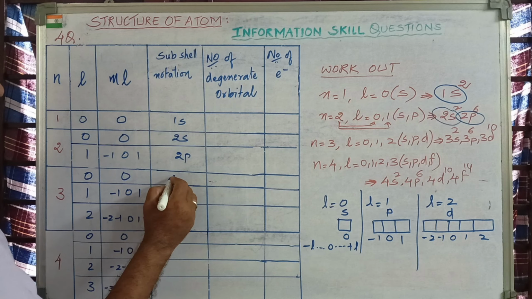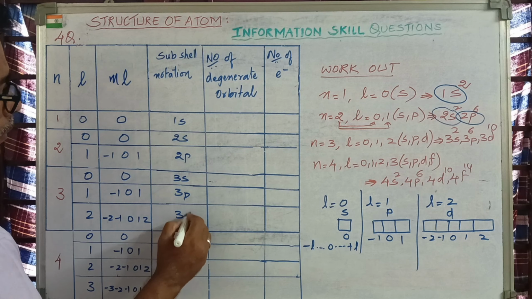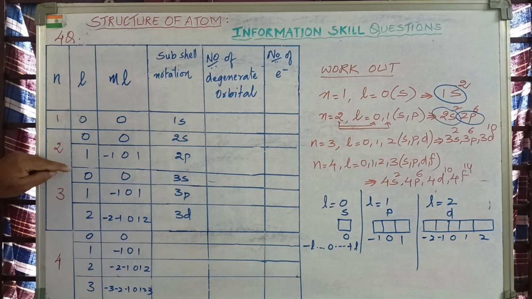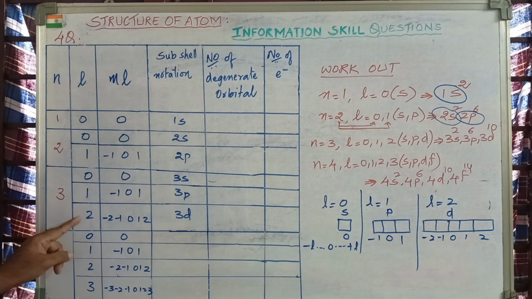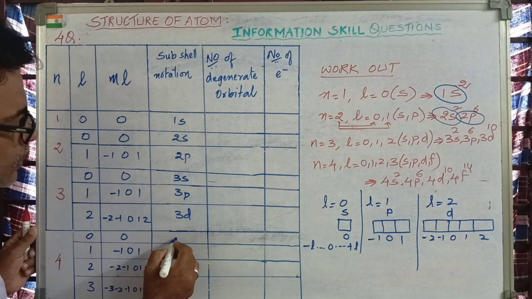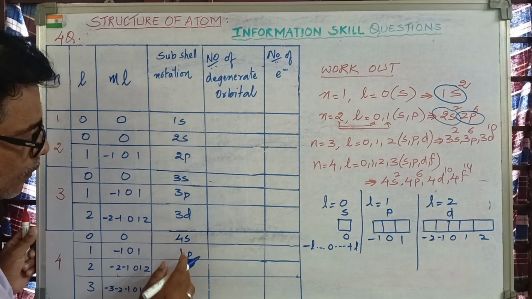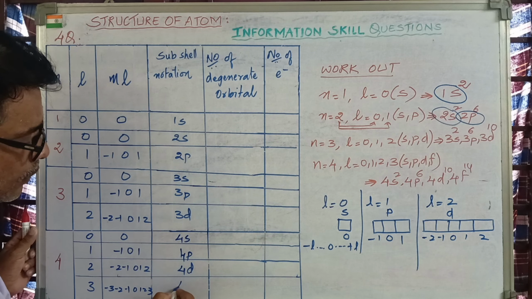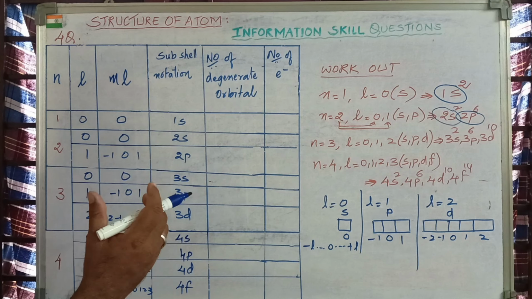Coming to 3, you know 3 has got 3 values: 3s, 3p and 3d. How? Same. 3s, s means 0, isn't it? 1 means p, so it is 3p. 2 means it is d. 3, 2 means 3d. Finish. Same way, 4s, 4p, 4d, 4f. Finish.